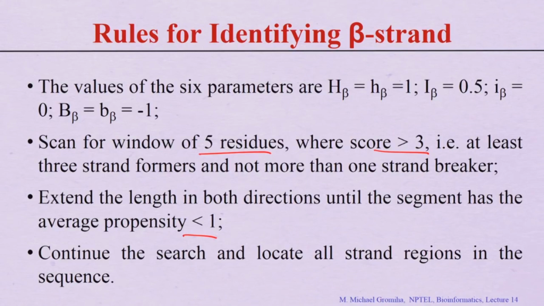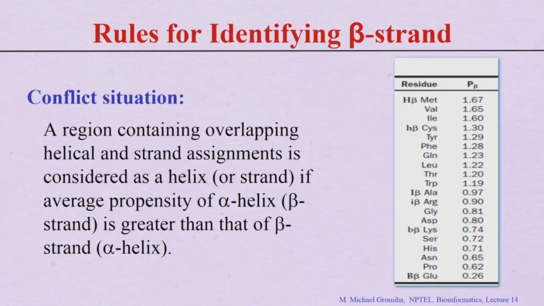Here the same procedure you can adopt, so I do not have to explain all these details. Here we have the values for P beta, and you can assign the values and find out. For example, if you find a conflict situation, where the same segment can be predicted as helix and also as beta sheet, what to do? In this case, get the segments, assign the real values and see which one is dominant. If the average propensity for alpha helix is greater, then this is alpha helix.